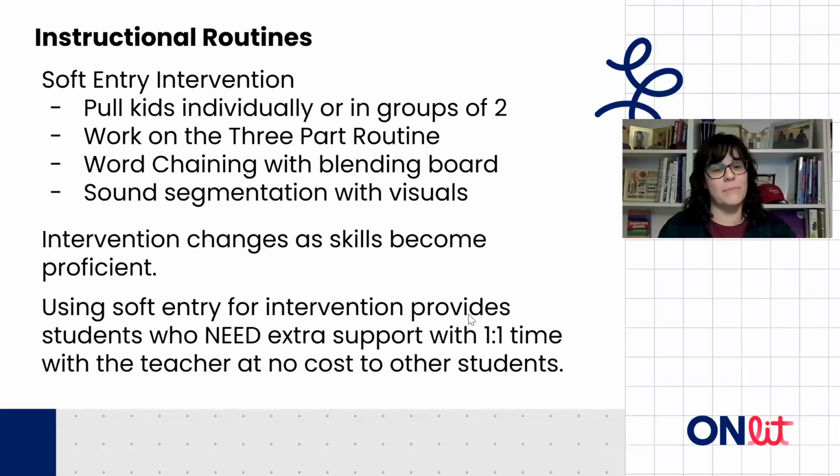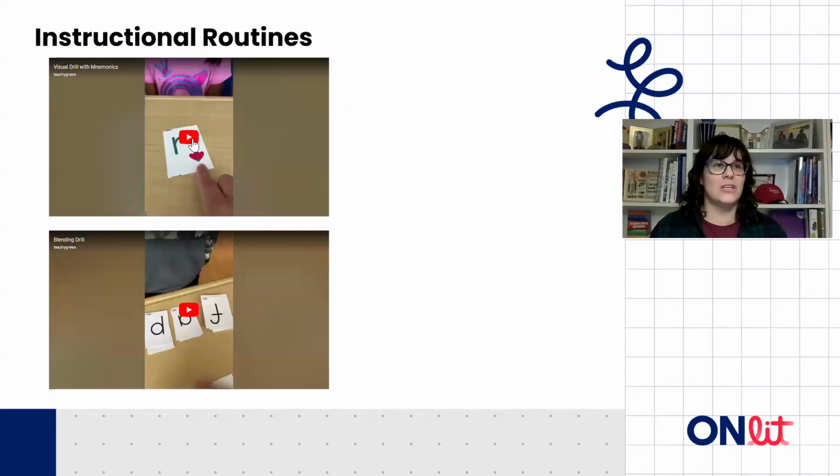I've talked about the soft entry. So here's again what I do. I pull kids individually or in groups of 2, and I might work on that 3-part routine. I might work on word chaining with a blending board. I might have them segment sounds with visuals, like little cards. There's lots of different things. The intervention changes as the skills become proficient. I use that soft entry for that intervention. By doing that, it provides me the time to give students who need it extra one-on-one time, but I don't do it at the cost of other students. It's not costing me any time with my other students because this is kind of a dead time in my timetable.